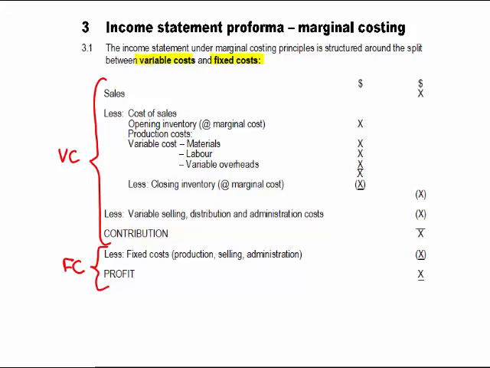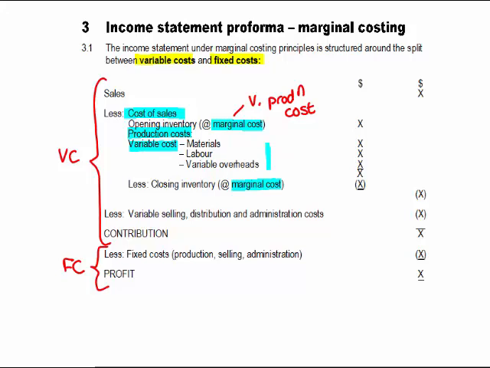Now, the key points to note from this statement is that our cost of sales calculation is similar to what it was when we did absorption costing, but we're now going to value our inventory at marginal cost. So that's going to be the variable production cost only. And our production costs themselves are only going to be at variable cost. So again, variable production cost.